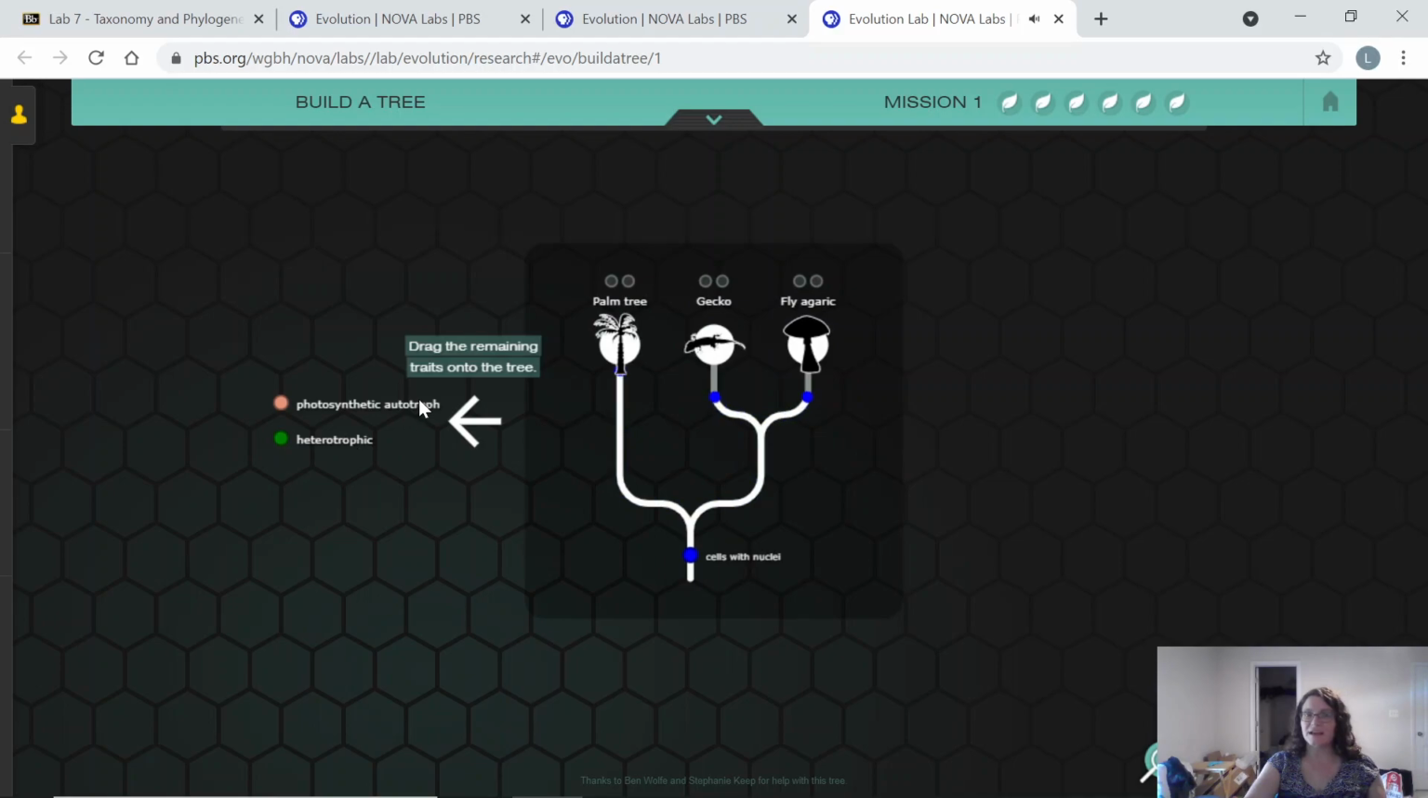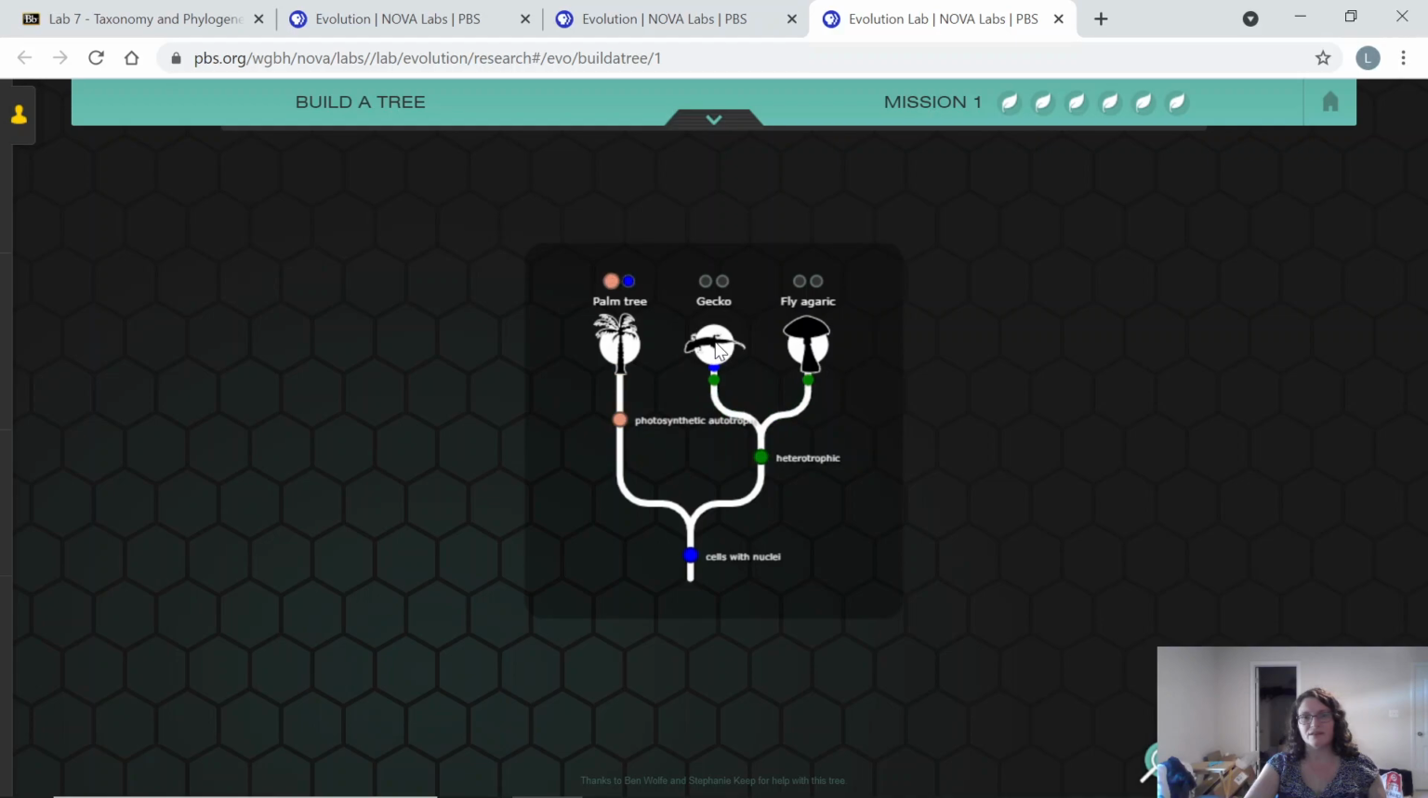But we need to add some synapomorphies down here. Look up here. See these little blobs? You can tell how many each one needs. You need to fill them up. Okay, so this one is a photosynthetic autotroph. It's the only one on the tree there. It doesn't have to have a partner or something, okay? So it can just be the only one there that has this trait. This trait distinguishes it away from the heterotroph here.